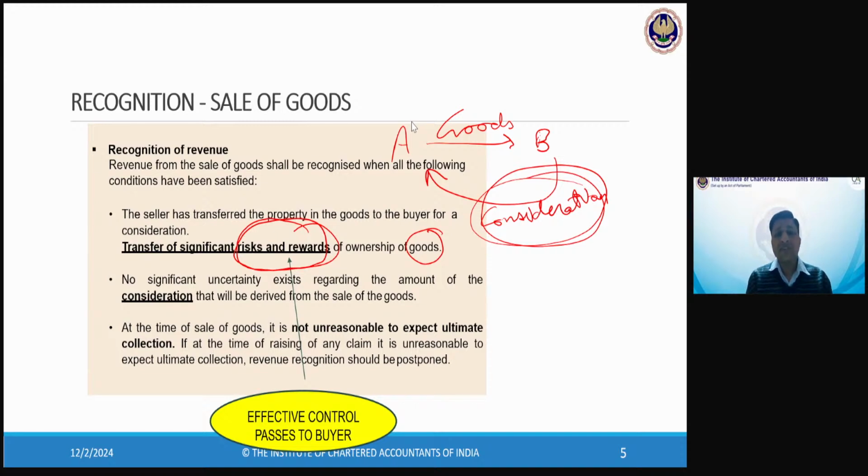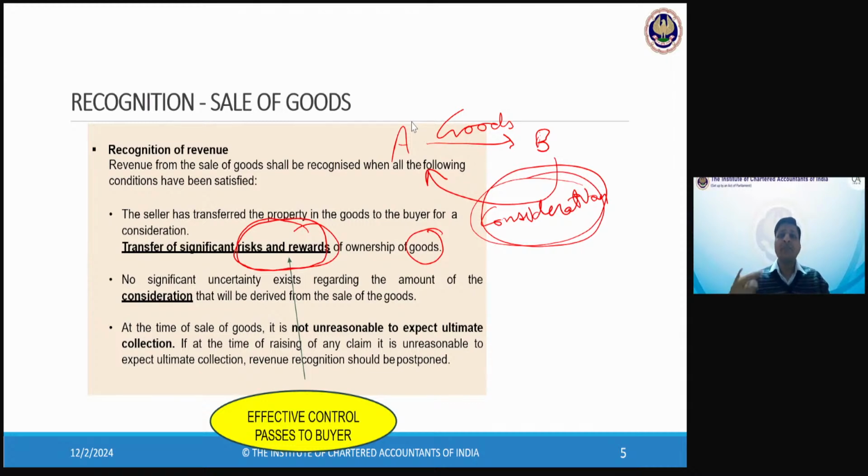Now Hardik has a question. Hardik is asking that this provision for bad and doubtful debts may also come. Yes, you are right. But that's a second stage. The recognition of provision for bad and doubtful debts will happen subsequently. Subsequently means once you have recognized the sale. So what will happen? You will have a debtor. Now, in respect of the debtor, you will check whether you will receive the money or not. But that's going to be a later stage.